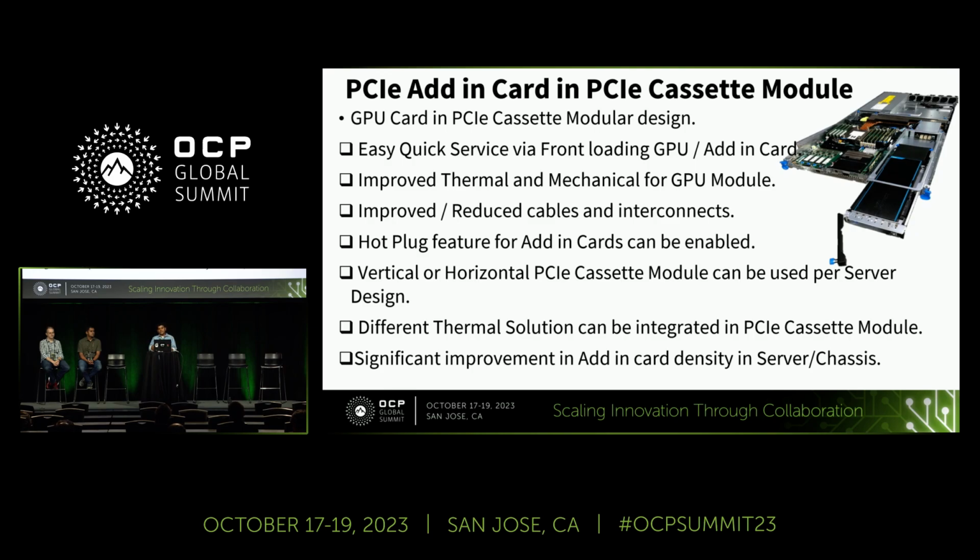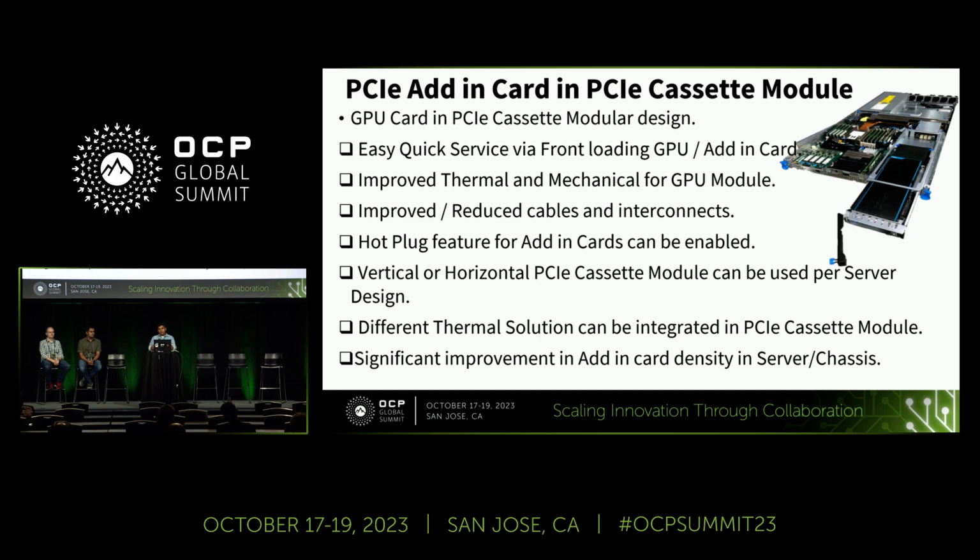Now, with this cassette design that we are moving forward, we have different thermal solutions that we can go with. For GPUs less than 300, so the current one was a 300-watt card, which we can easily cool with the air solution that we have from the fans at the back of the GPUs.